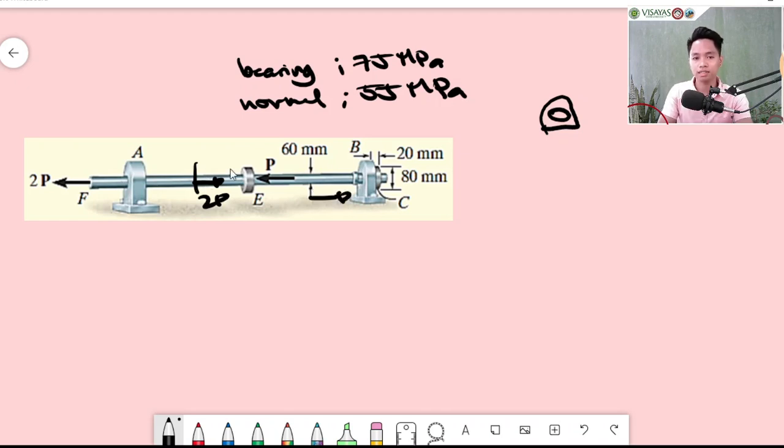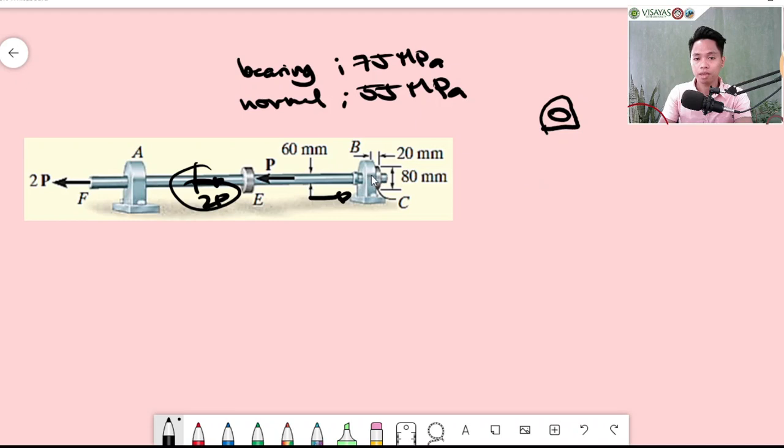Therefore, the critical section of the two is 2P. Alright? 2P is the most critical internal force, as per the method of sections. So the axial force we will use for our shaft is 2P.